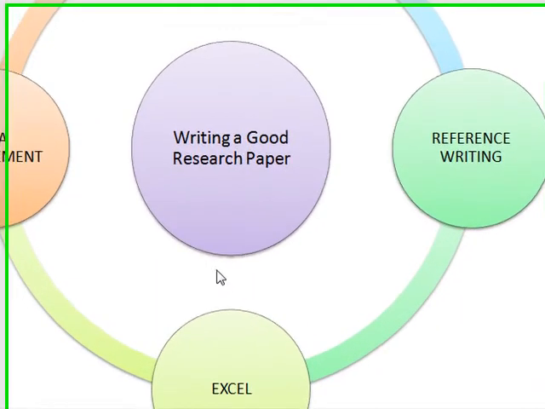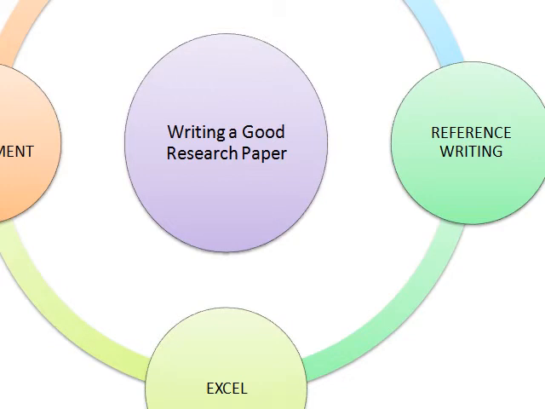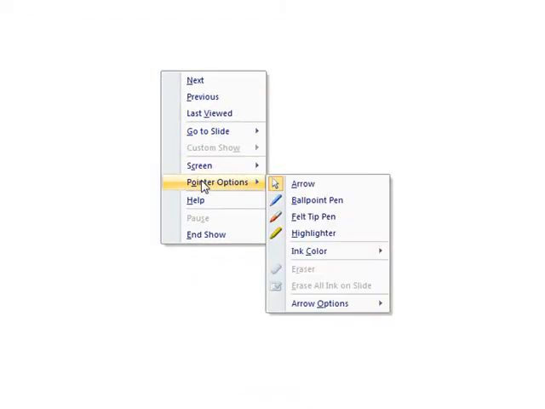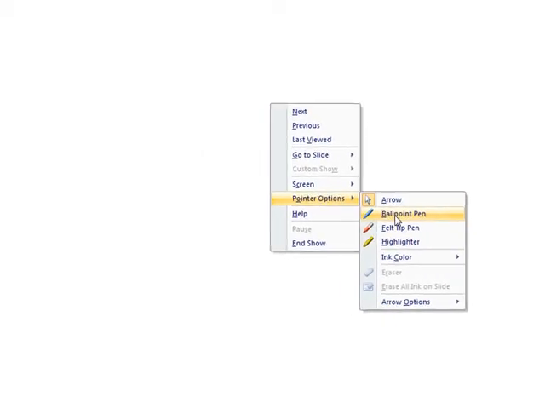If you are in the middle of the presentation, then just click W on the keypad. The screen becomes white. Now this becomes your blackboard. If you click right and go to the pointer options, then you can select your pen. Now this becomes a pen.